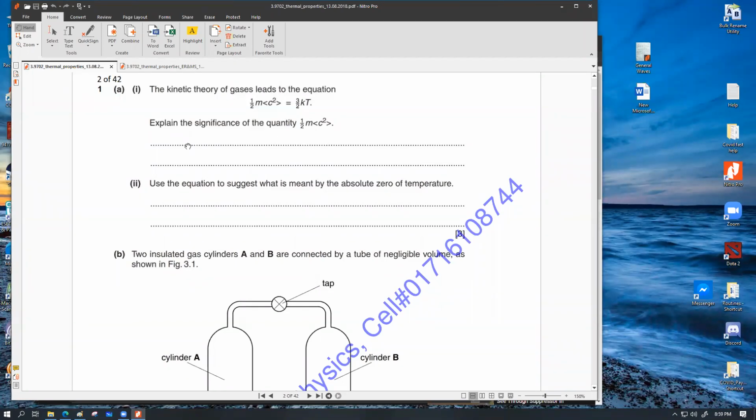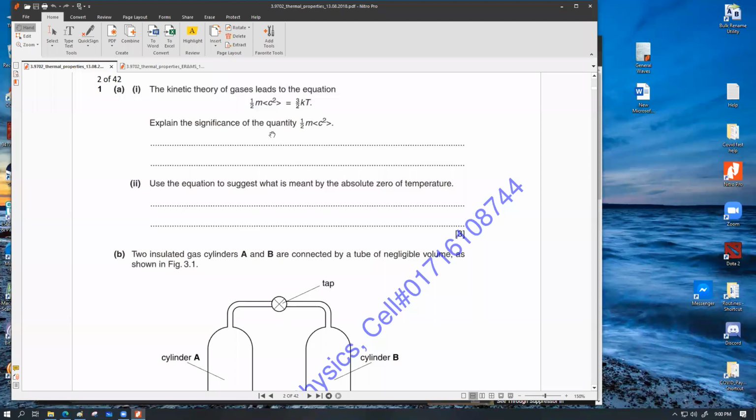Half mc square is the average kinetic energy of the gas molecules, plural. Full stop. Then you can write m is the mass of one gas molecule, c square is the mean square velocity of the gas molecules. You have to understand, mean square velocity is not the property of one particle. It is an average property of all the particles, right? So I think singular and plural shouldn't be a bit of a trouble. Okay, you can write either way.